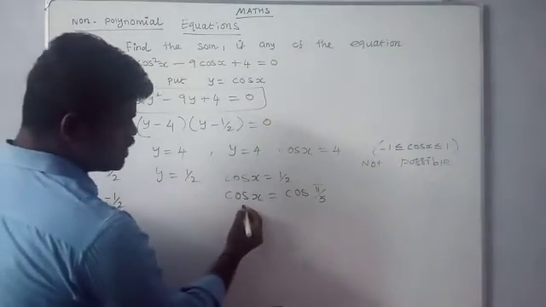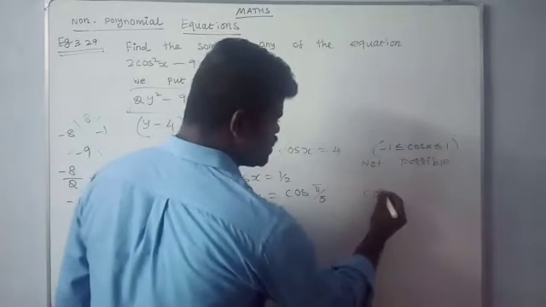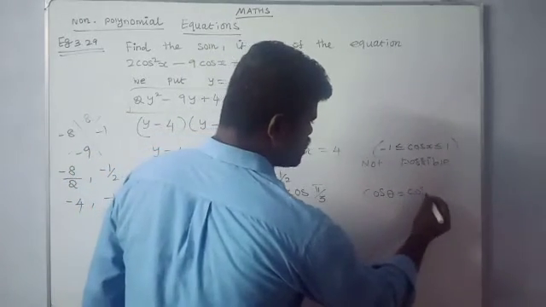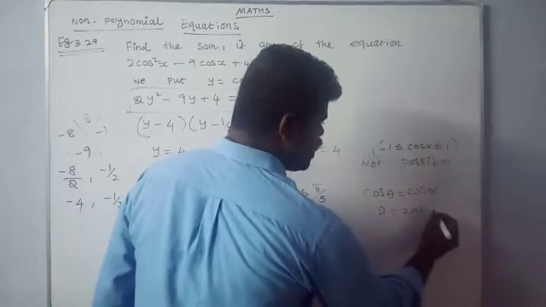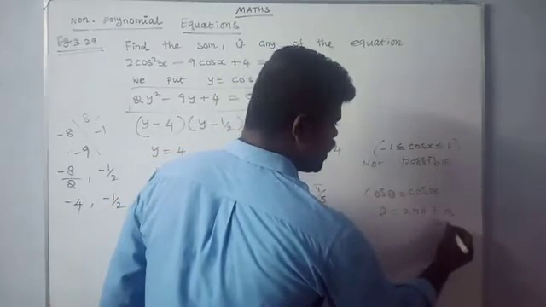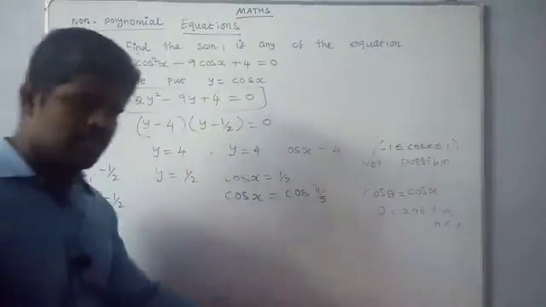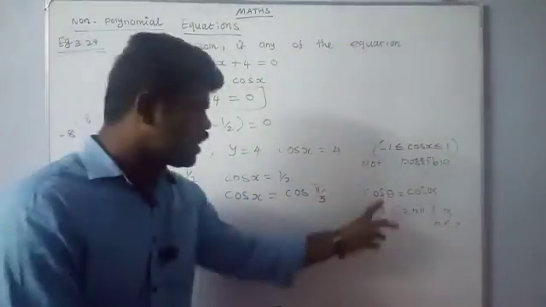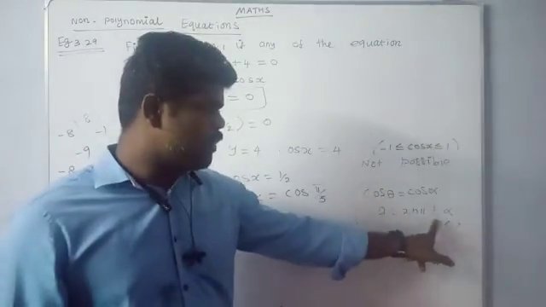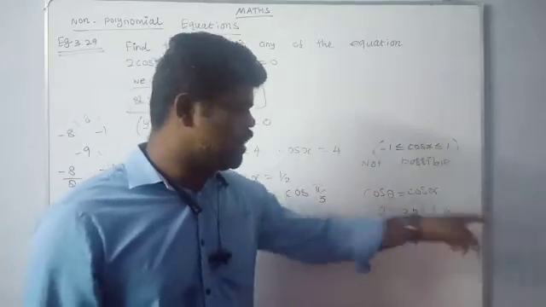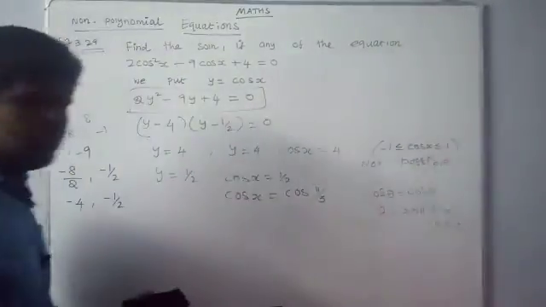Now this is the form of cos theta equal to cos alpha. Already you know that this is the form of cos theta equal to cos alpha. Theta is equal to 2n pi plus or minus alpha, comma n belongs to z. Already you know that in 11th standard. This is the general form of cos theta equal to cos alpha.